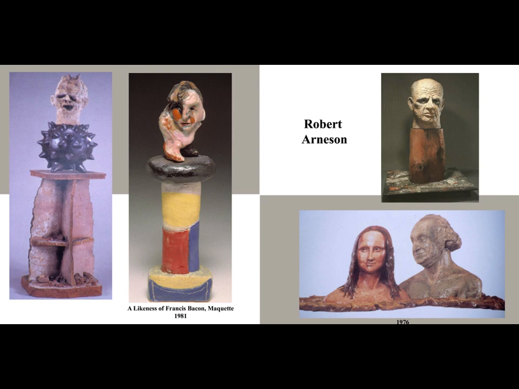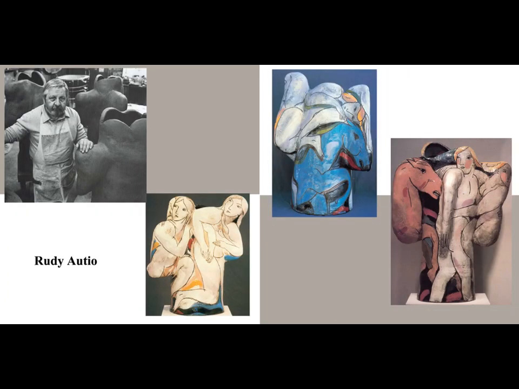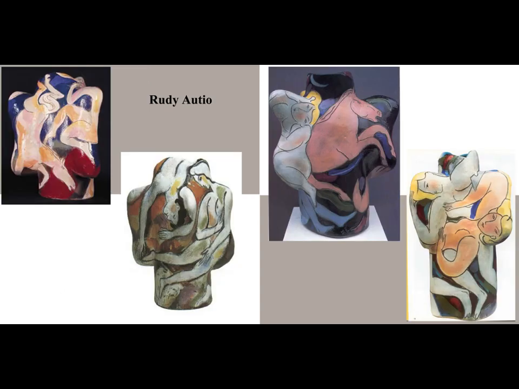One of my favorite funk artists who used the figure extensively was Robert Arneson. I love the way Rudy Audio would play with these forms and have these appendages sticking off, like he's putting his left hand on top of one of these kind of wing things that comes out. And then when he went to paint it, you could see how his ideas around the slip painting on there starts to unfold.